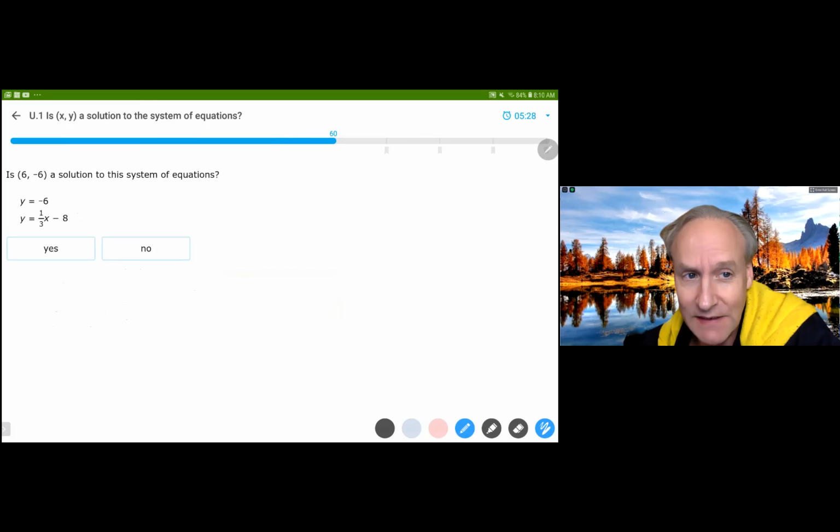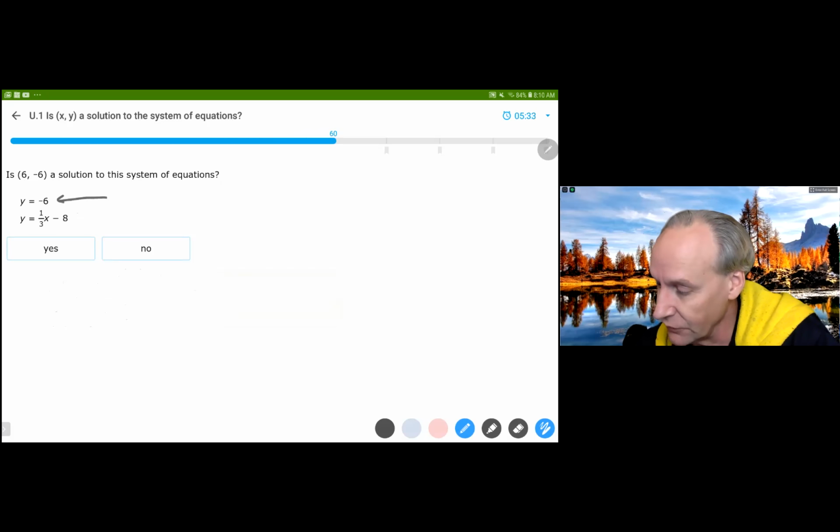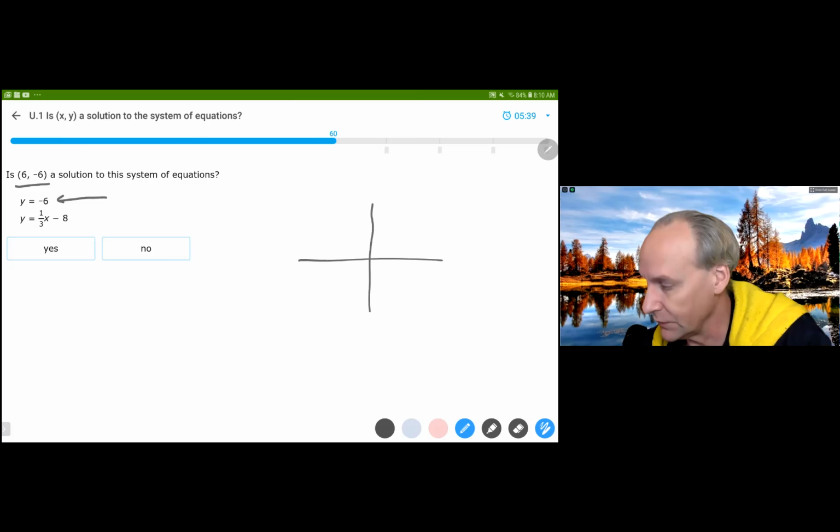Now this one's going to be a lot tougher. Now y equals -6 makes this true for sure. Now a lot of people say, well, wait a minute, what about the x? Well, don't worry about it. Basically, what we're doing here is we've got y equals -6, which looks like this. And the point 6, -6 is right there.